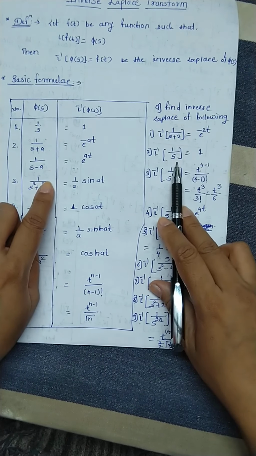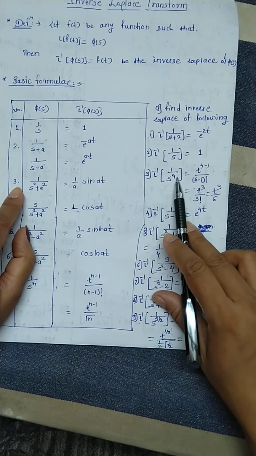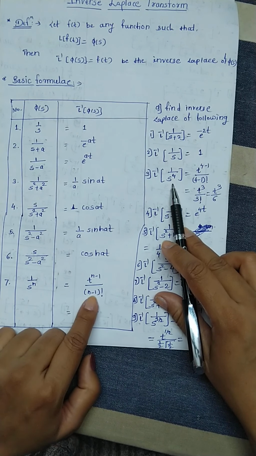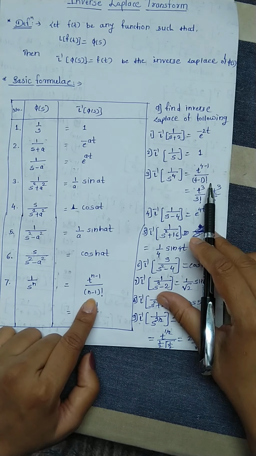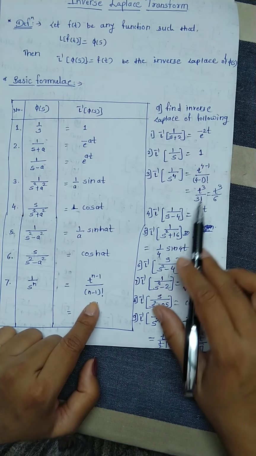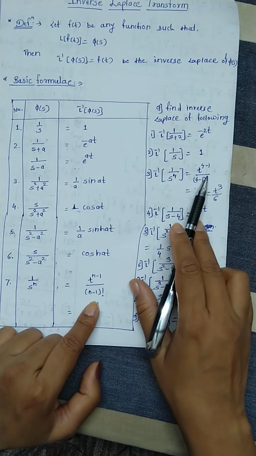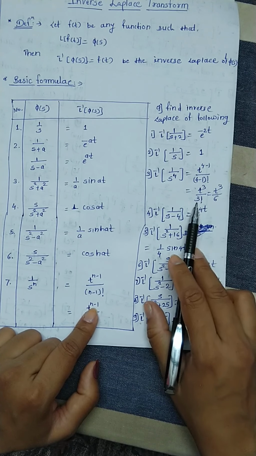What is L inverse of 1 by s? Here, 1. What is L inverse of 1 upon s raised to 4? It means this formula, where n value is 4. That means the first formula: t raised to 4 minus 1 upon 4 minus 1 factorial. That means t cube upon 3 factorial. You can write this directly instead of this. You can skip this step in every example. That is t cube upon 3 factorial. What is 3 factorial? 6.